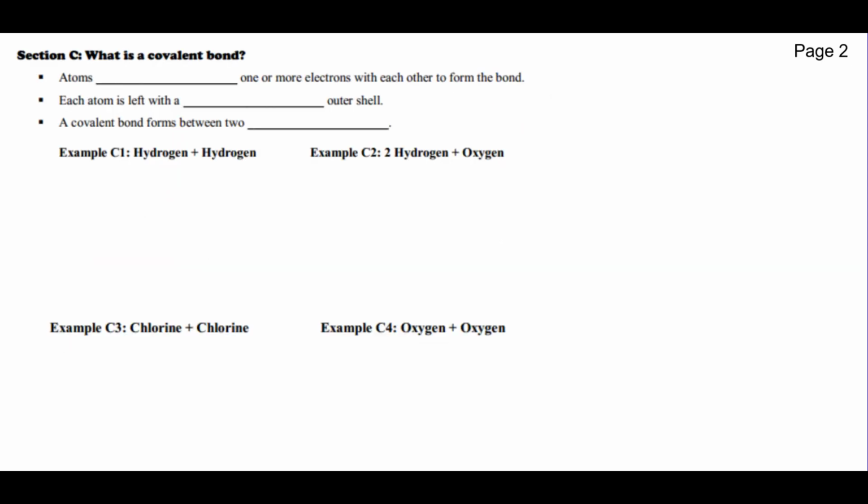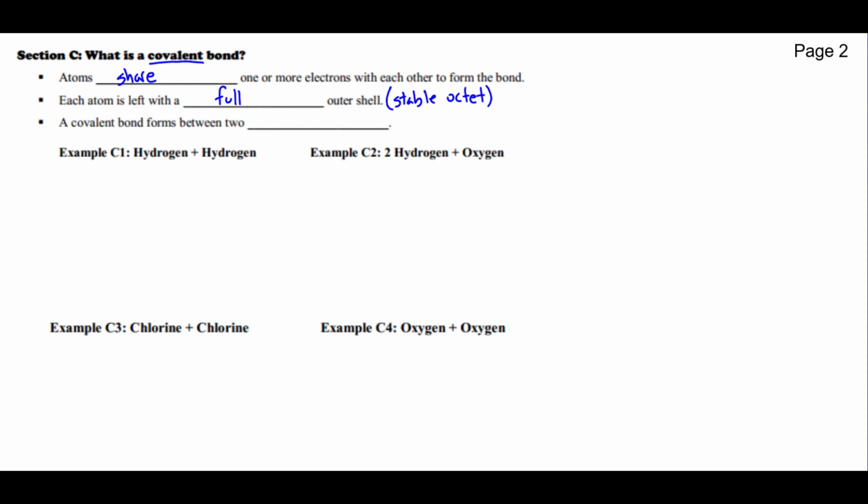All right, on section C, we have a couple more questions to answer. Atoms blank 1 or more electrons with each other to form the bond, and this is a covalent bond. And so that's where atoms share 1 or more electrons with each other. And each atom is left with a blank outer shell. That's going to be full. Or remember, another way to say that is a stable octet.